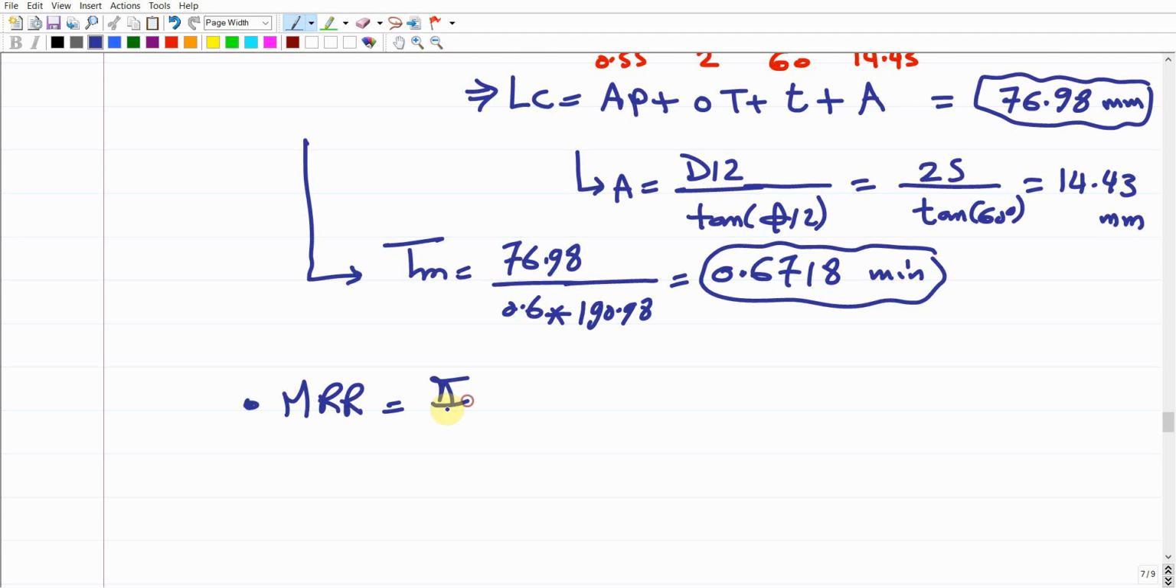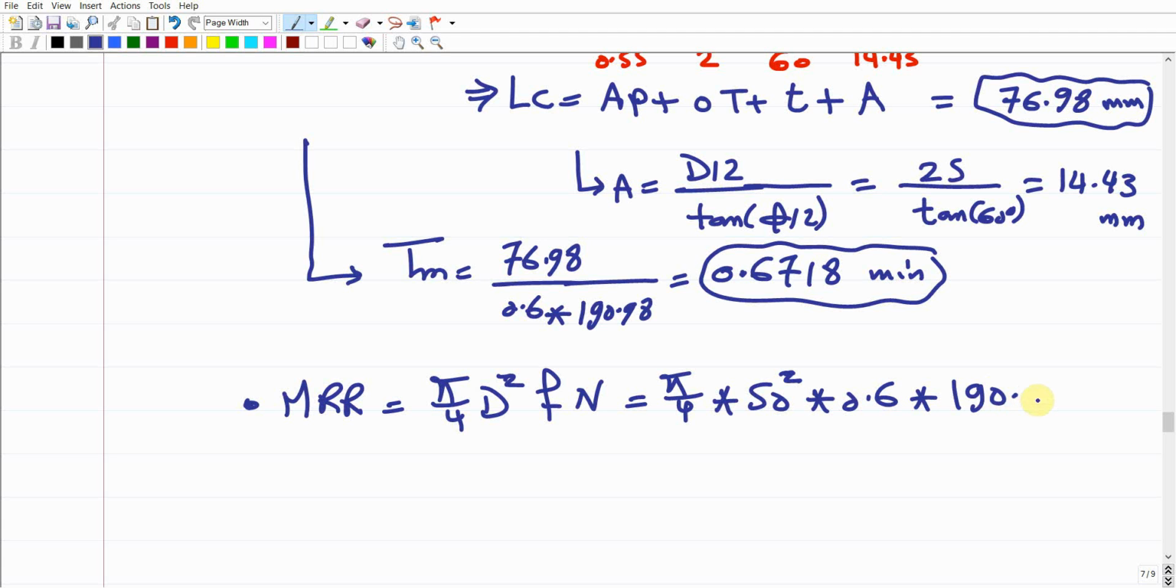And the material removal rate should be pi over 2 D squared times F times N, as was already defined up there for the drilling operation. So it is pi over 2, the diameter of the twist drill is 50 squared, times the feed, which was given as 0.6, times the N, which we just calculated, 190.98. Doing the multiplication, and here there is no need to do any unit conversions, so we're going to end up with 190.98 times 0.6 times 50 times 50 times pi divided by 4.